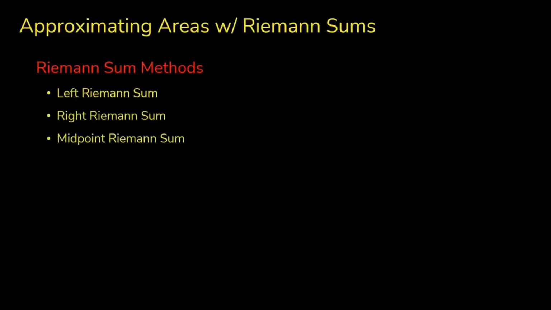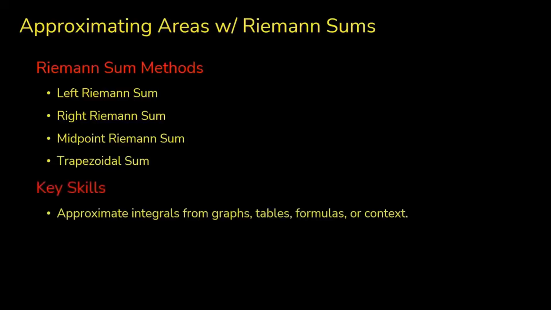You need to know 4 methods for calculating and approximating Riemann sums: a left Riemann sum, a right Riemann sum, a midpoint Riemann sum, and a trapezoidal sum. You may be asked to approximate integrals using graphs, tables, formulas, or a real-world context.